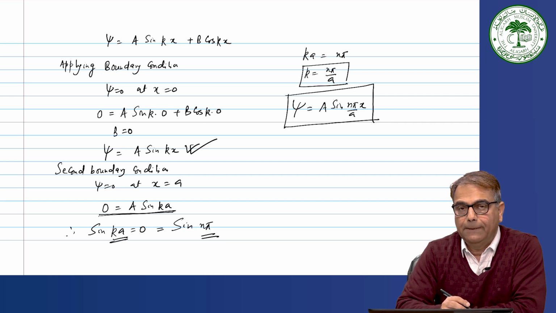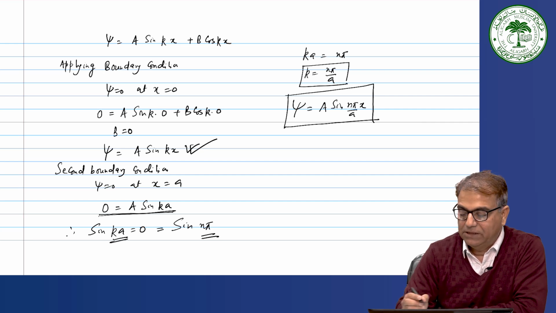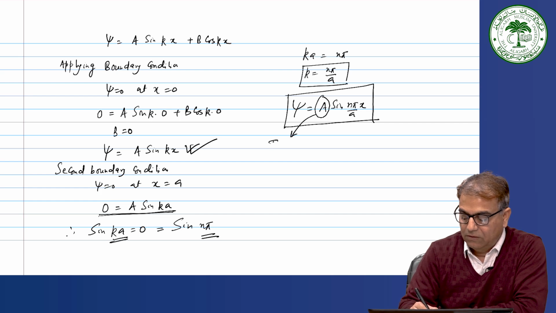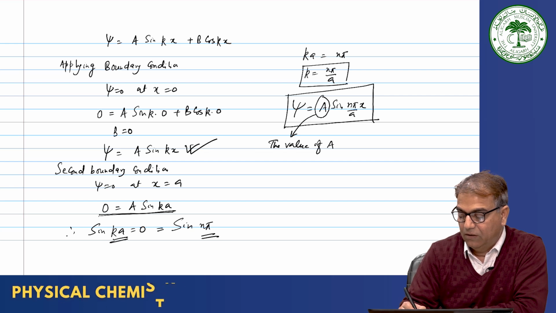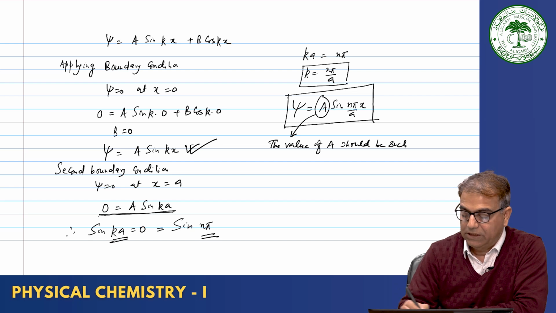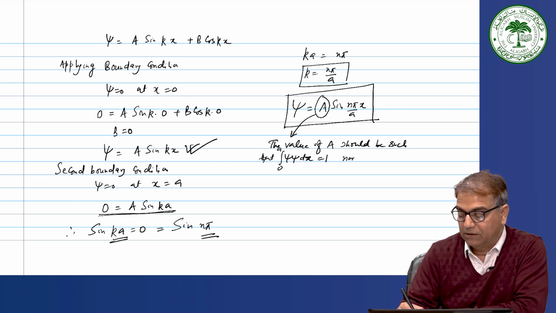Now, this wave function is not normalized. You need to normalize it. This value of A should be such that the integral of psi star psi dx from 0 to a should be equal to 1. That is the normalization condition that it should fulfill.